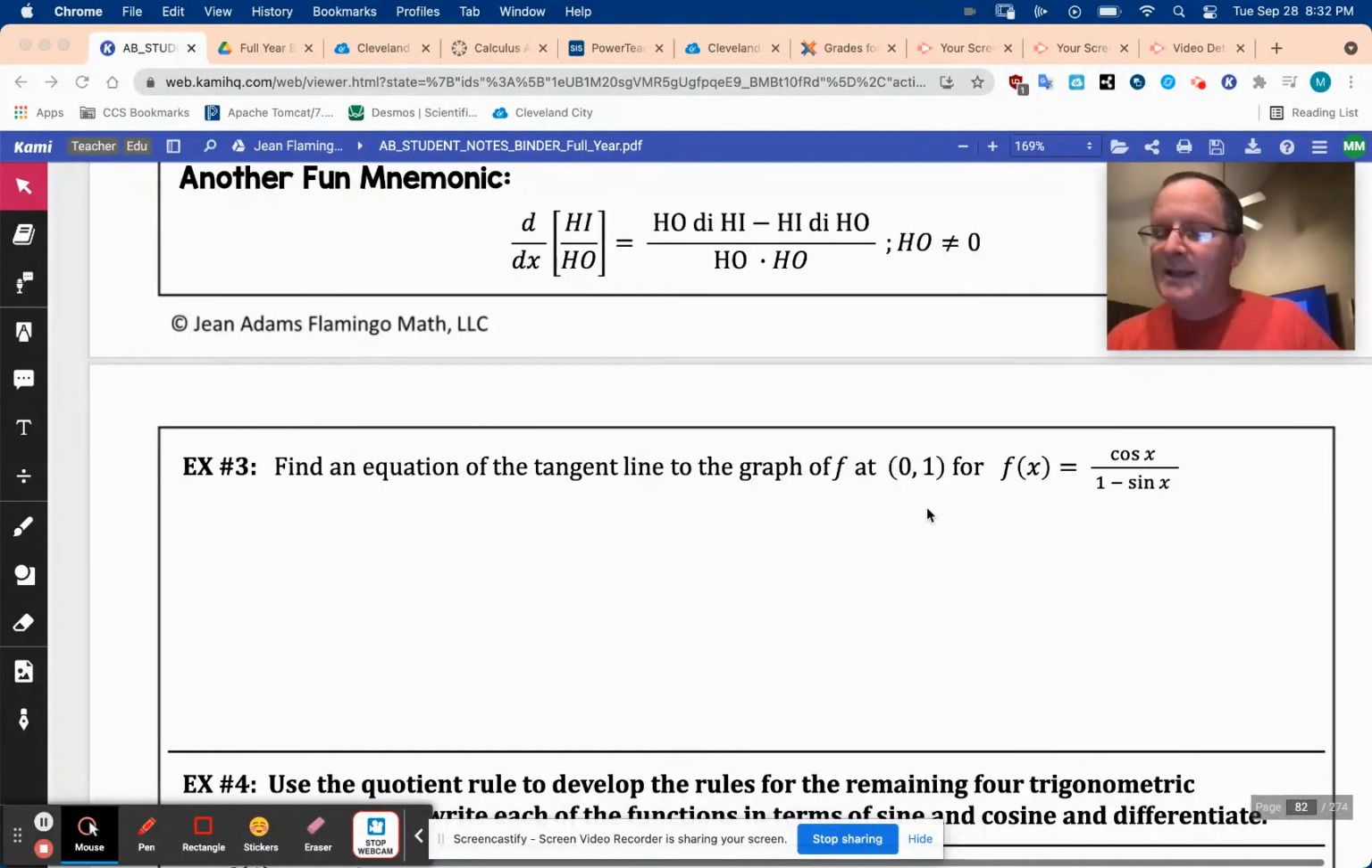All right, I happen to love ones like this. We're finding the equation of the tangent line to the graph of f at (0, 1) for f of x equals cosine x over 1 minus sine x.